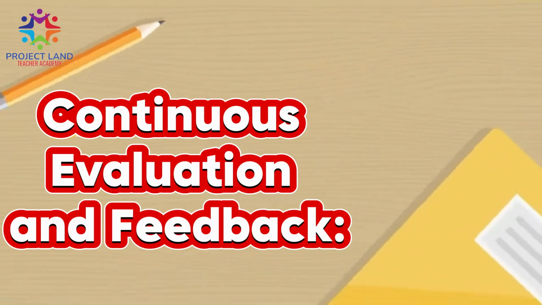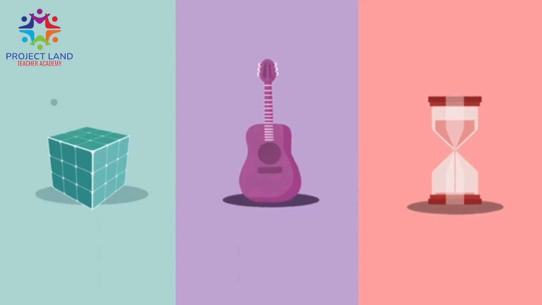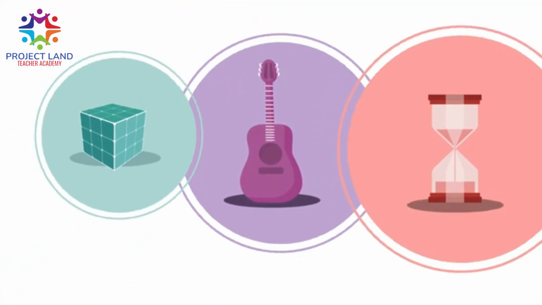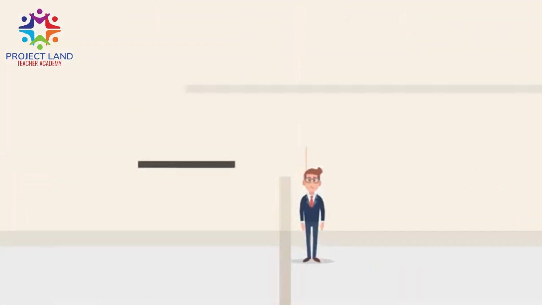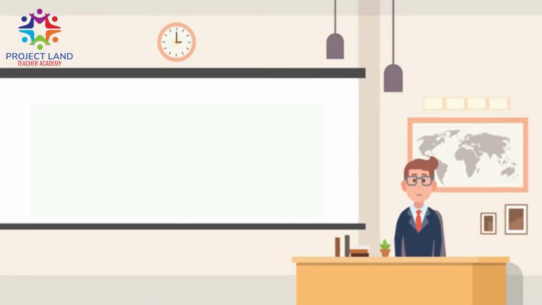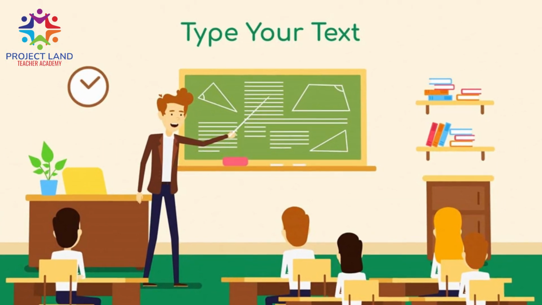4. Continuous evaluation and feedback. During classroom activities, teachers can assess students' understanding and offer immediate feedback. This continuous evaluation allows for adjusting the pace of the class and addressing any questions or difficulties that may arise, ensuring that all students progress in their learning.